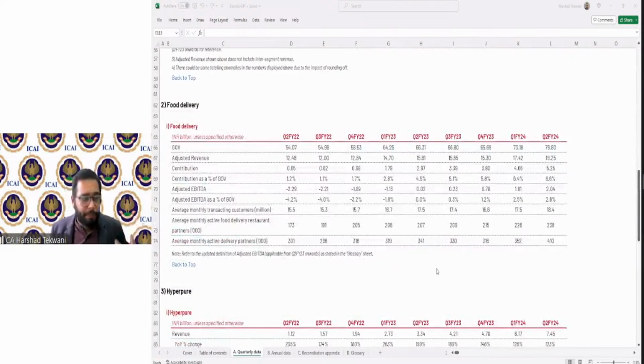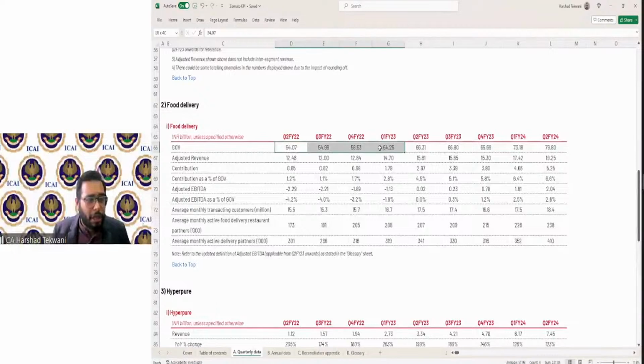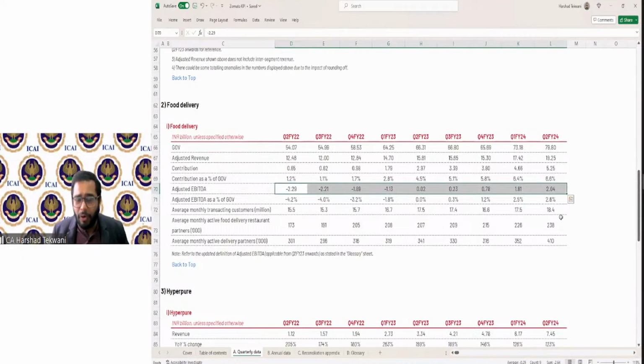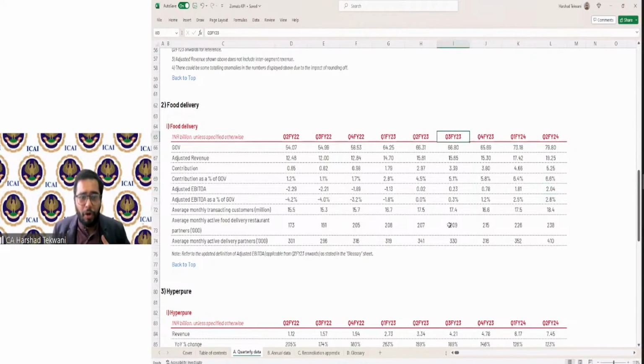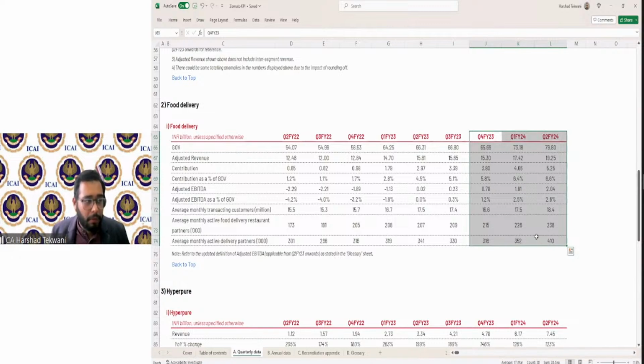Hypothetical example, if I give you today, you can see for quarter 2, 3, 4 of FY22, the GOV is increasing. Quarter 1, 2, 3, 4 of FY23, again, I have a good GOV increase. Means I can say the GOV is increasing constantly. I can say adjusted EBITDA is improving. And by the end of quarter 2 of FY24, I could have a positive EBITDA. And these are the forecasts. So as of now, if I say I'm on quarter 3 of FY23, this will be a forecasted one.